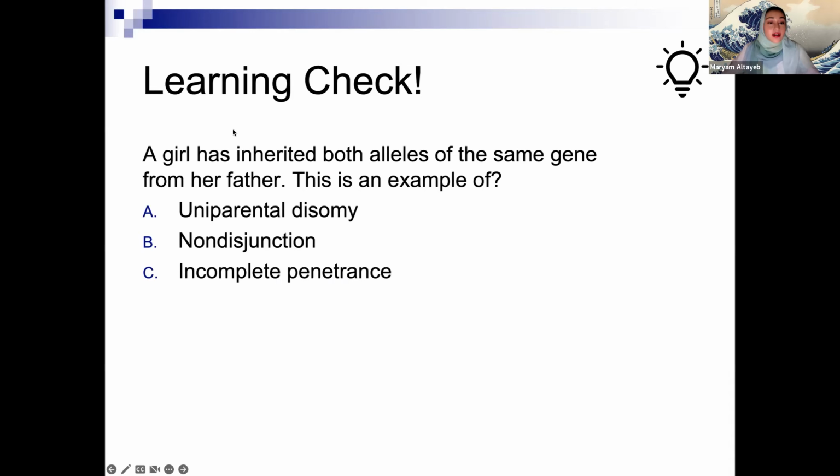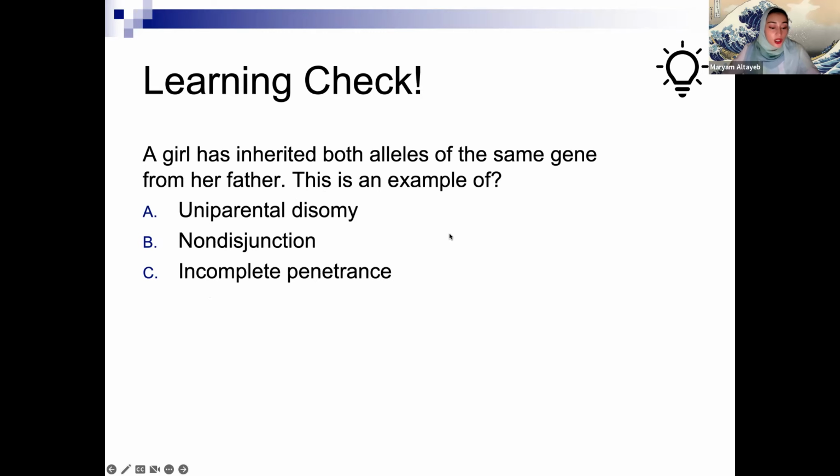And so in this question, a girl has inherited both alleles of the same gene from her father. This is an example of essentially what we just talked about. Uniparental disomy, exactly. Would it be paternal or maternal uniparental disomy? Paternal, perfect. All right. So basically that's what's happening here. So 2 copies of the same allele from the father. So this is paternal uniparental disomy.